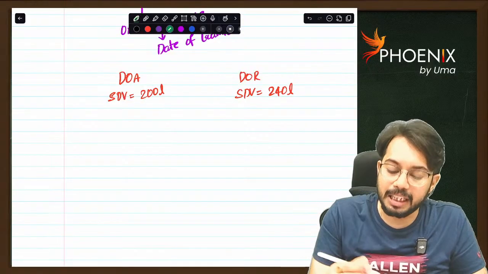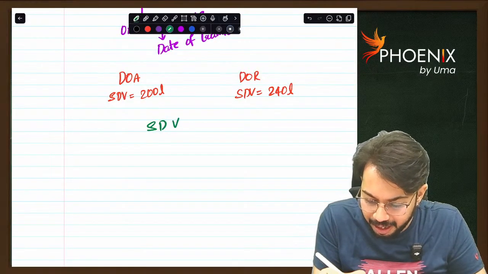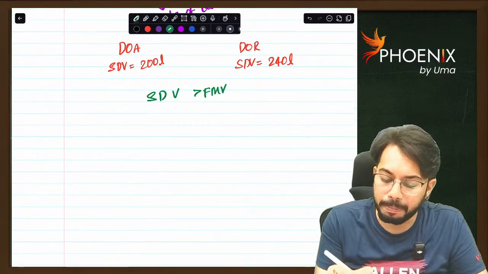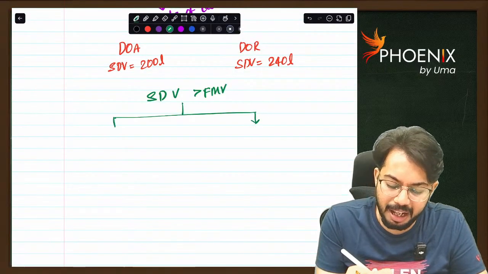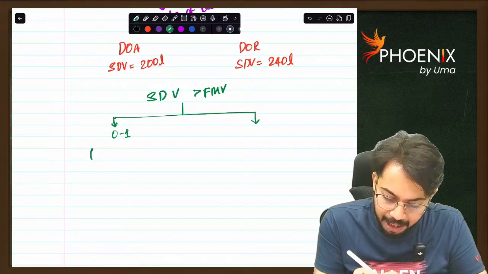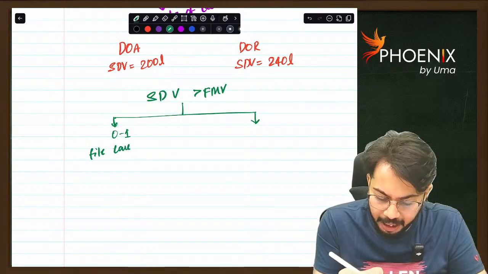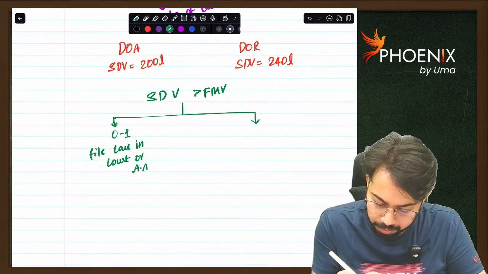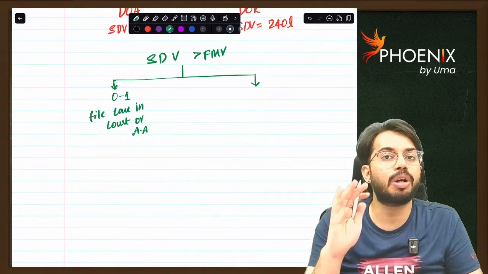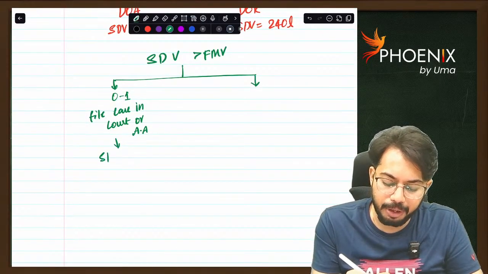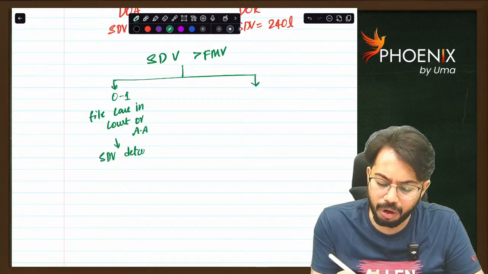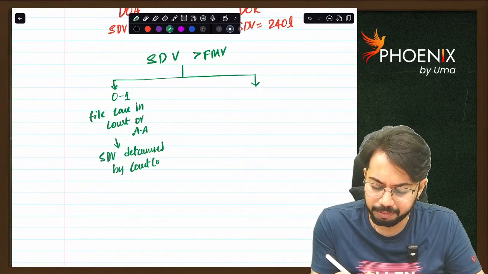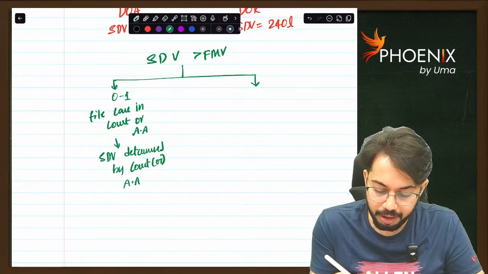Now, sometimes the assessee feels the stamp duty value is greater than fair market value. In that case, the assessee has two options, two remedies. Remedy 1, he can file a case in court or appellate authority. If he files a case in court or appellate authority, whatever stamp duty value is determined by the court or appellate authority, that is final.